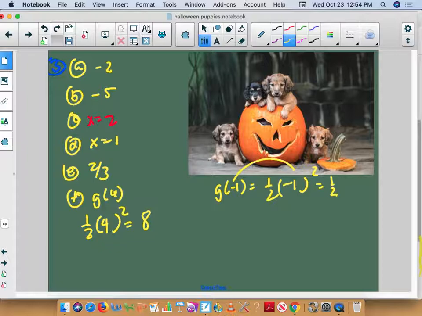Parentheses are necessary. Wait, which number is that? That was G, letter G. And now I'm on letter H. Look at H. G of x is 50. They already have the answer. I'm going to go to G of x, which is 1/2 x squared. And what am I going to set it equal to? 50, because they told you the answer.